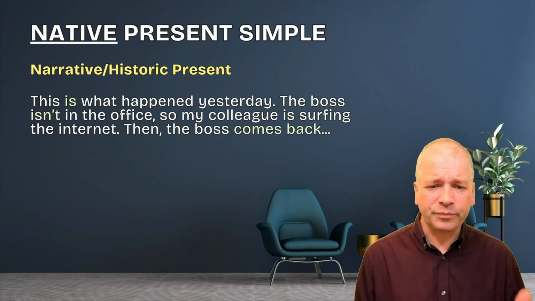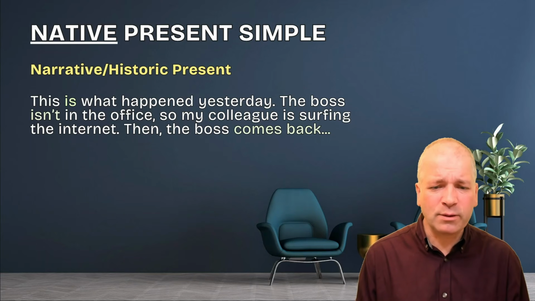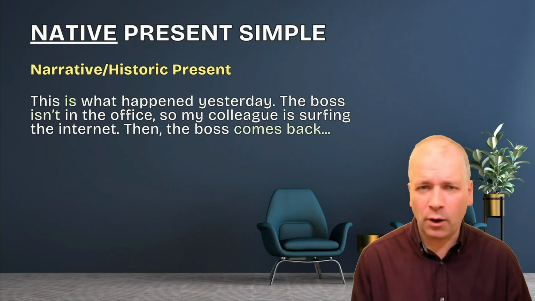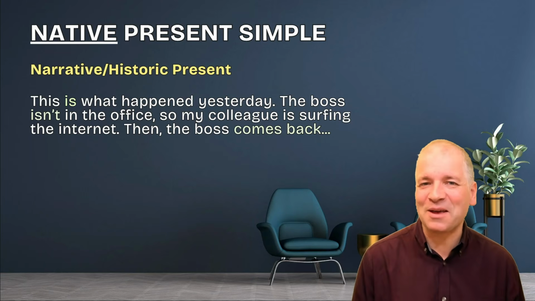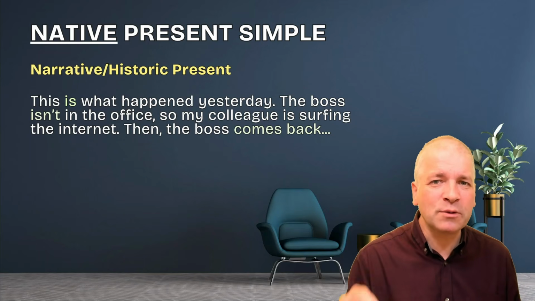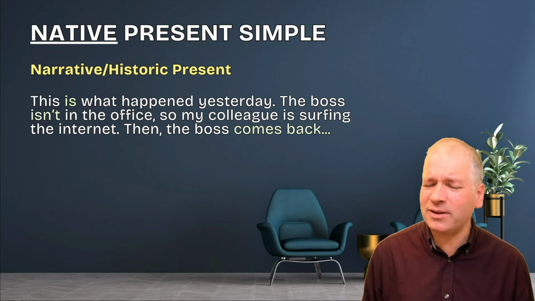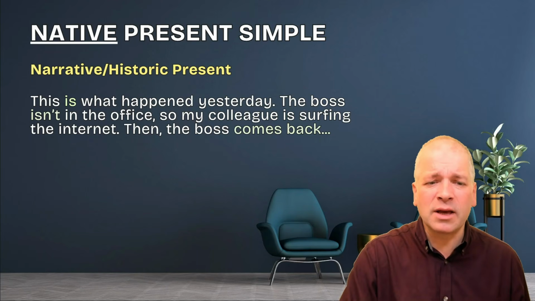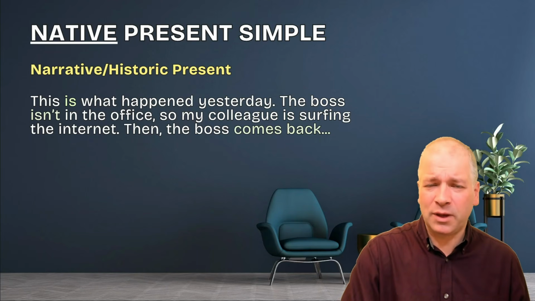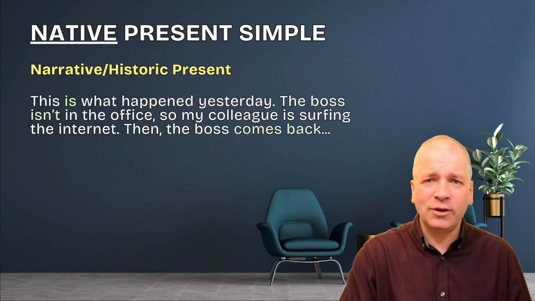Like this. This is what happened yesterday. The boss isn't in the office, so my colleague is surfing the internet. Then the boss comes back. Obviously, they're going to catch them doing something they shouldn't do. But we use the present simple even though this happened yesterday, because we're using the narrative present or the historical present to make the listener feel like they're there.